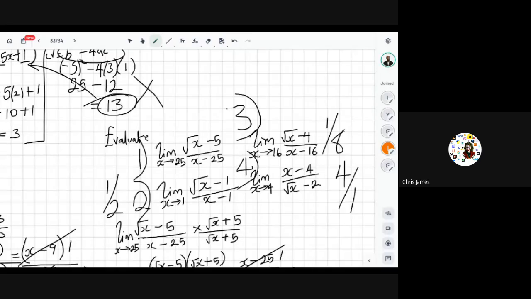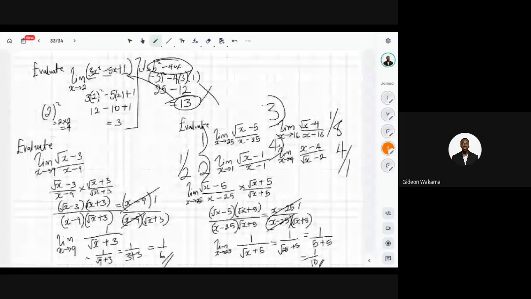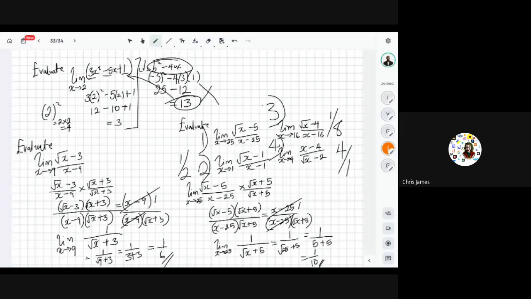The number one, when we substitute it together, is 1/10. Okay? So the number two is x minus one over x minus one. Yes, that's 1/2.